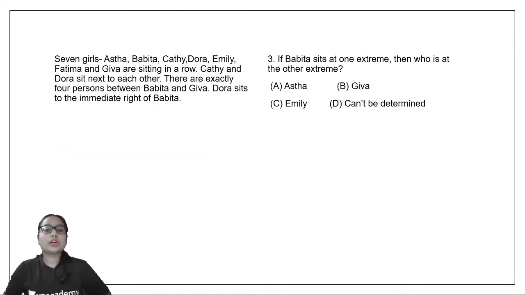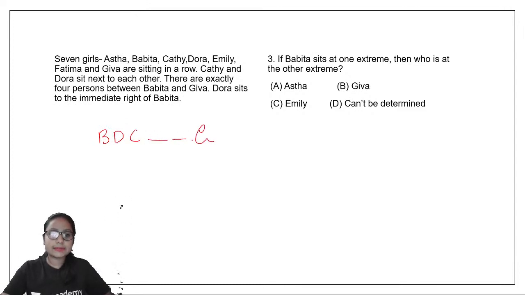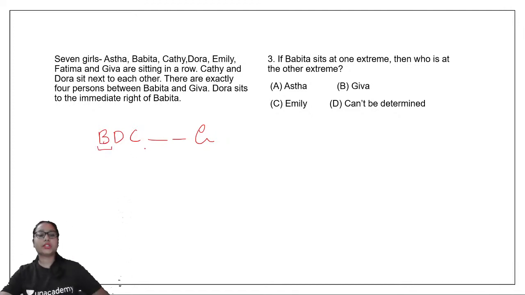Okay, now let's come to the third question. Again, the paragraph would be the same. So let us write the arrangement that we have got till now: B, D, C, space, space and G. Let's read the question. If Babita sits at one extreme, okay, so Babita is sitting at one end point, the one extreme position, then who is at the other extreme?